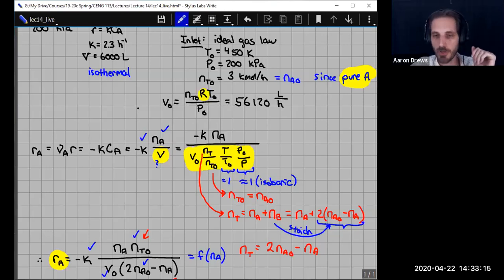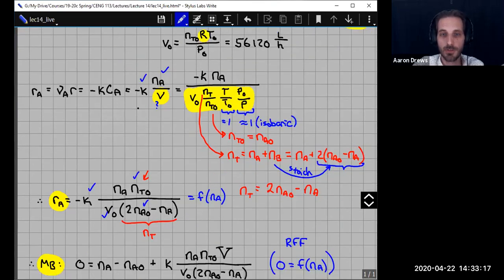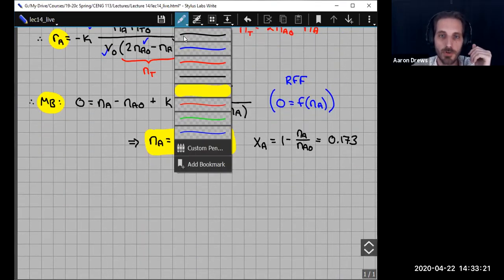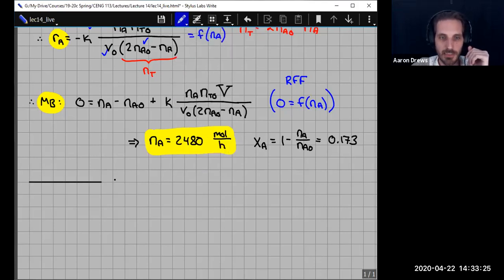I had mentioned a moment ago that there are cases where the volumetric flow rate going out is equal to the volumetric flow rate going in. So let's add that as one of the two comments that we have on here. Two comments for gas phase.